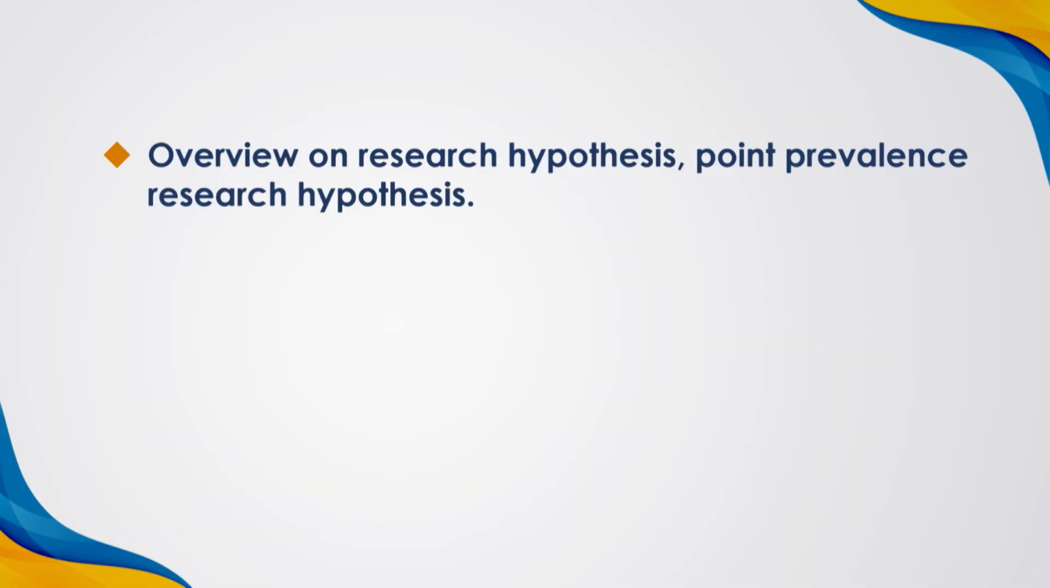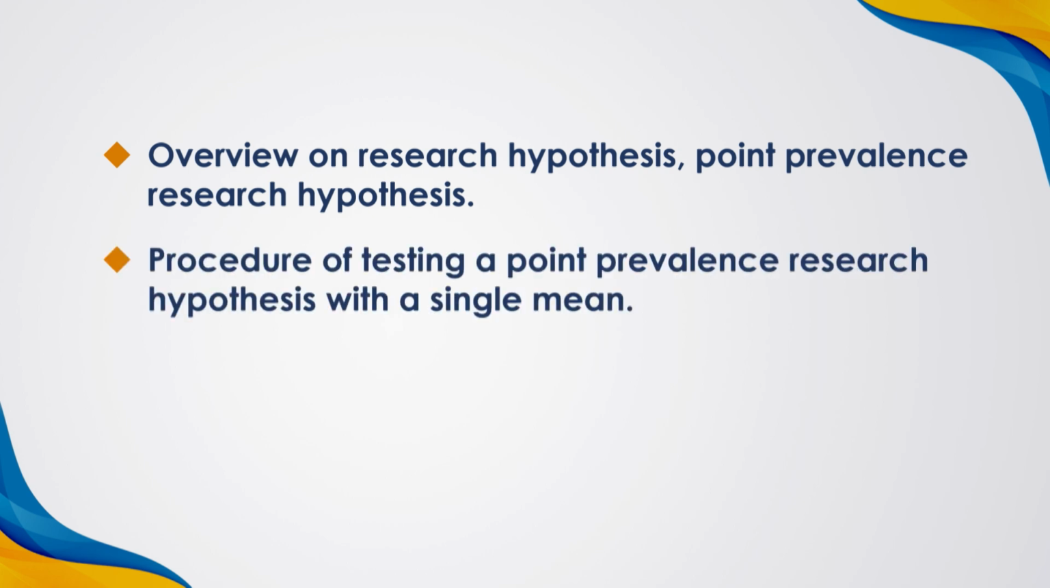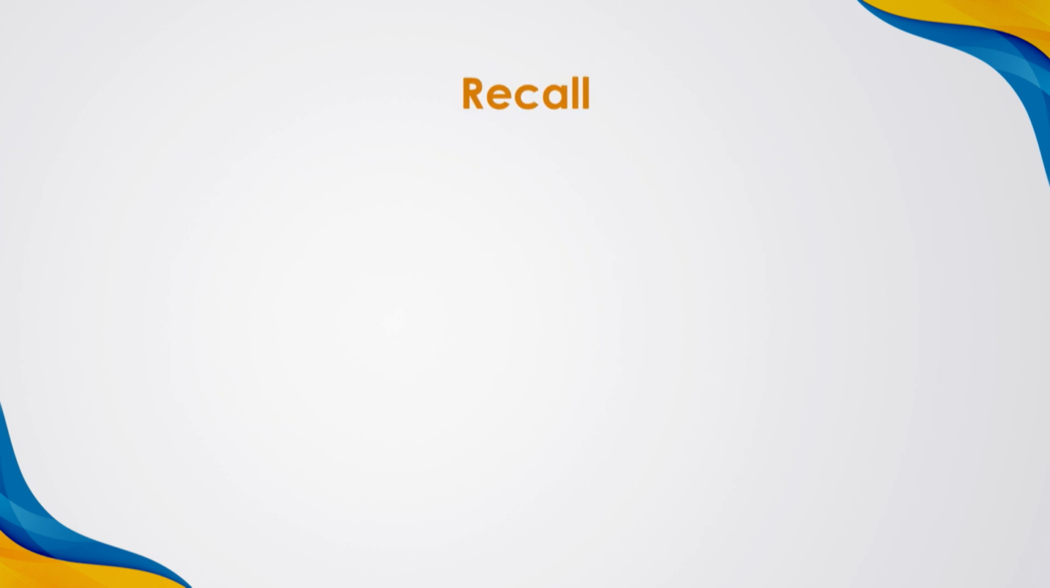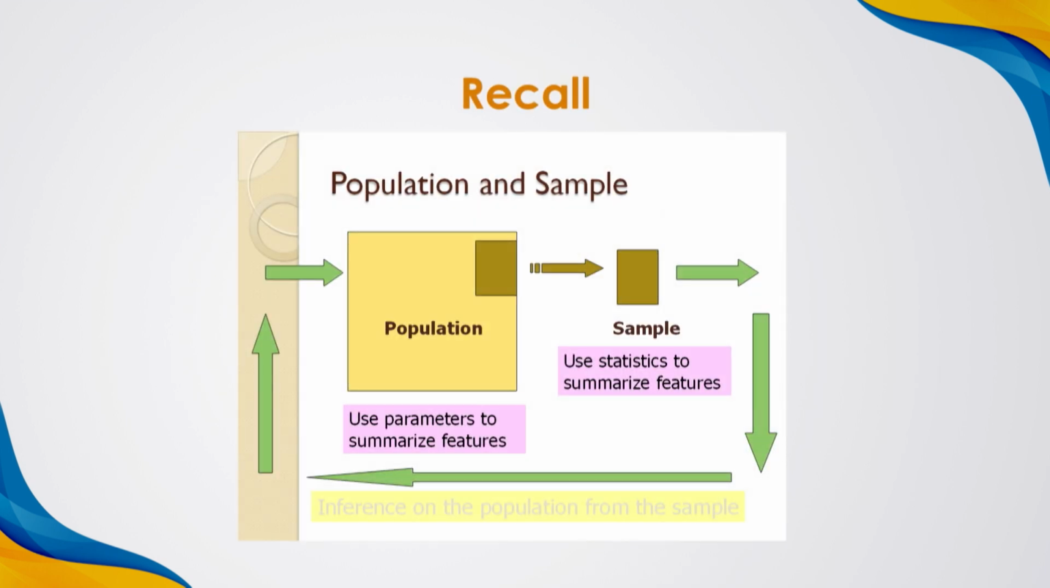Let us see the overview on testing the hypothesis with single mean in both large and small sample tests. In the overview, we will see research hypothesis, point prevalence research hypothesis, procedure of testing a point prevalence research hypothesis with a single mean, and also the cases when the population standard deviation is known or unknown. Now, for this, let us recall what we have studied earlier. Now, the figure will clearly give you an idea what are the things we have to learn.